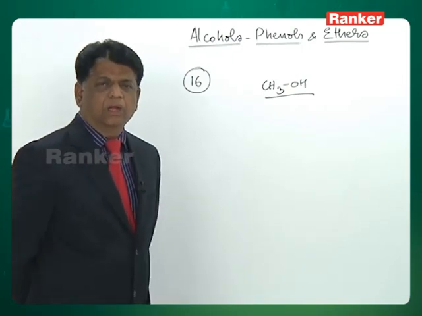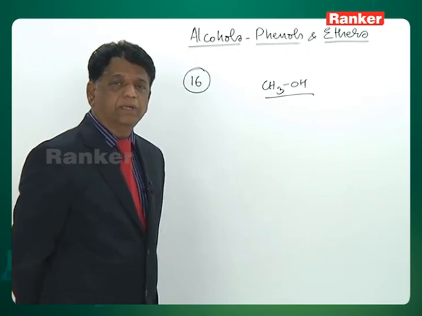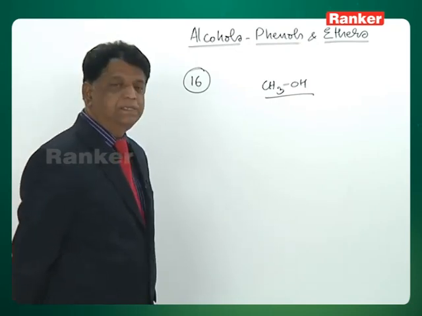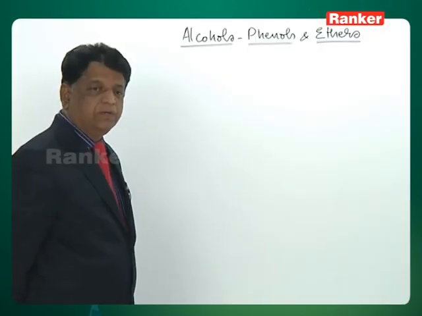Ethanol, propanol and allyl alcohol are not called wood alcohols. They are called fruit alcohols or grape alcohols and so on. But methanol is specially called wood alcohol. So the answer goes to A. So let's go for another question.